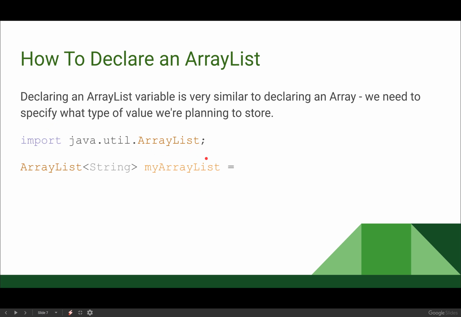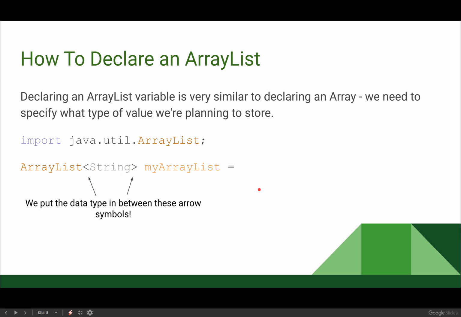Then we need to declare our array list variable. So it's very similar to declaring an array. We need to say what type of value we are planning to store in this array list. So if I want to make an array list storing strings, we would say array list, and then we're going to use these little arrow brackets. We're going to put our data type that we want to store in between those arrow brackets. And then we name our array list variable, just like anytime we name a variable. So that's our left side, that's our declaration.